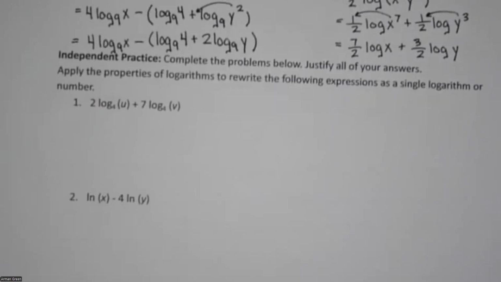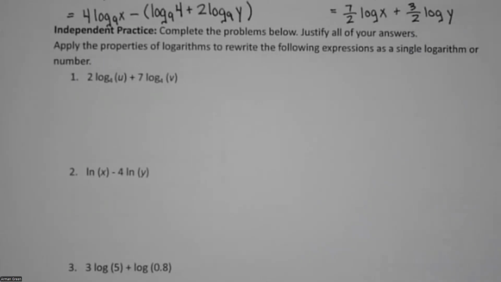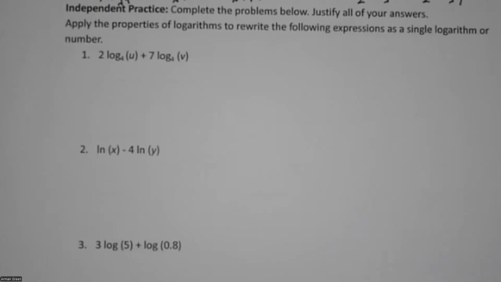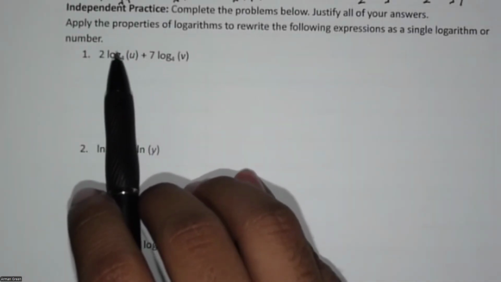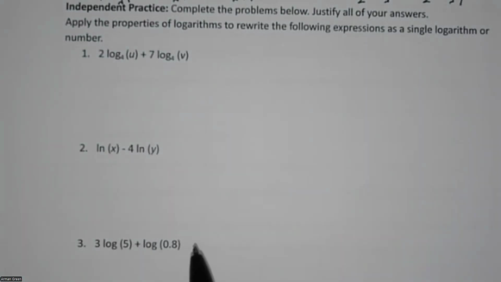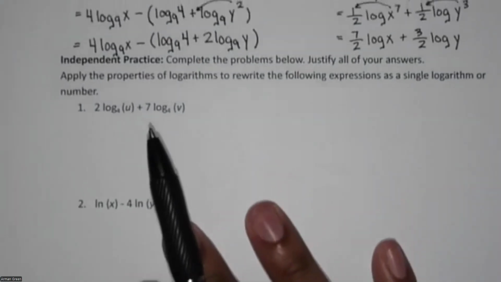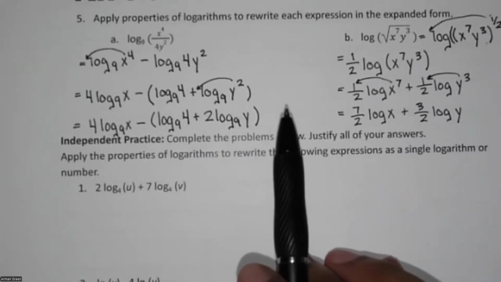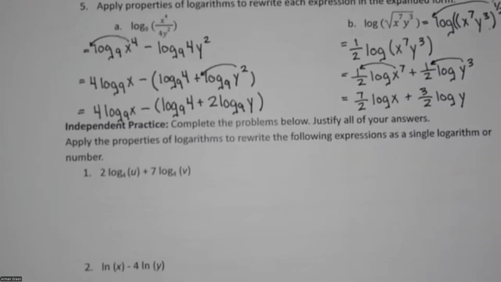some independent practice. Now, in these four problems on your independent practice, you're working backwards, meaning you have these expressions that are already expanded. And the goal here is to take each of these expressions and write them as just one single logarithm. So we're doing what we did up here on this page and on the previous page in reverse. All right.